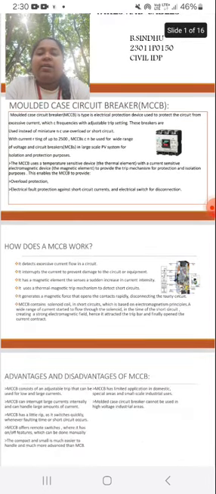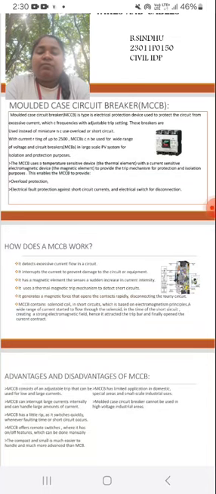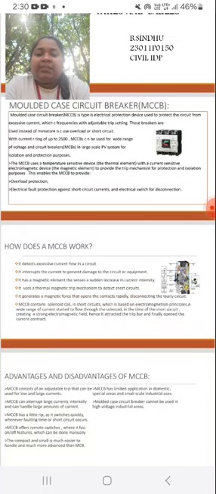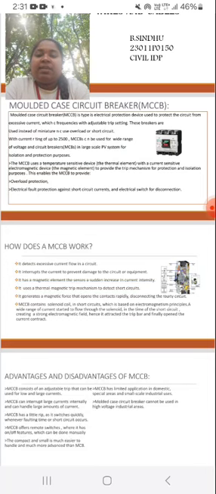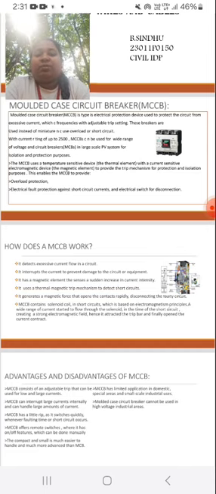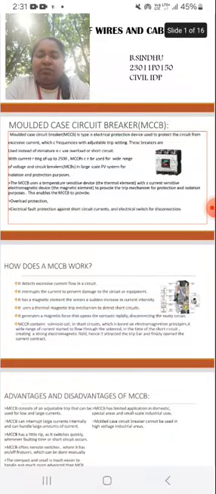So how does an MCCB work? It detects the excess current flow in the circuit. It interrupts the current to prevent damage to the circuit and equipment. It has a magnetic element that senses a sudden increase in the current. It uses a thermal magnetic trip mechanism to detect short circuits. It generates a magnetic force that opens the contacts rapidly, disconnecting the fault circuit.